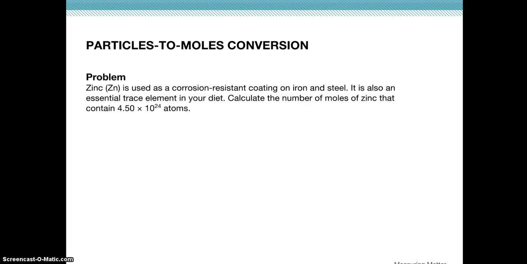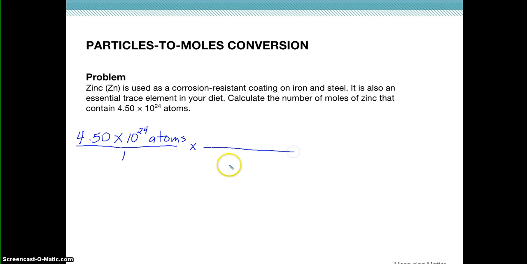All right, let's work out an example together. Okay, it says zinc is used as a corrosion-resistant coating on iron and steel. It is also an essential trace element in your diet. All right, here comes the question. Calculate the number of moles of zinc that contain 4.50 times 10 to the 24th atoms. All right, so here's the number we're going to start with. 4.50 times 10 to the 24th atoms. Zinc is an element, so the particles are atoms, over 1. That's the number we're given.